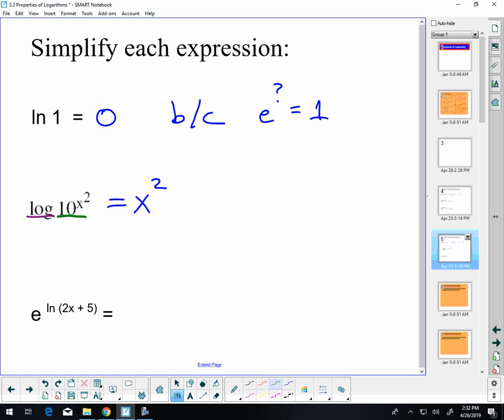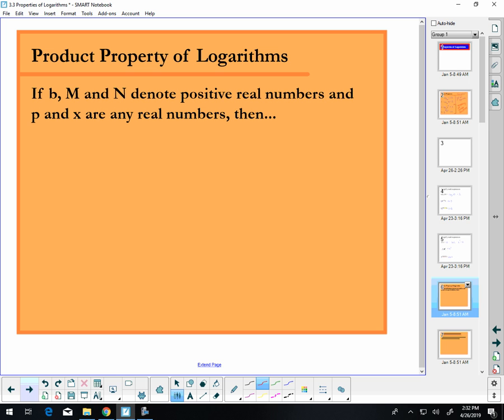And the third example, the value is 2x plus 5. I have an exponential function base e whose input is a logarithmic function base e. Those are inverse functions that undo each other. All right, so those are what we might call the general properties.